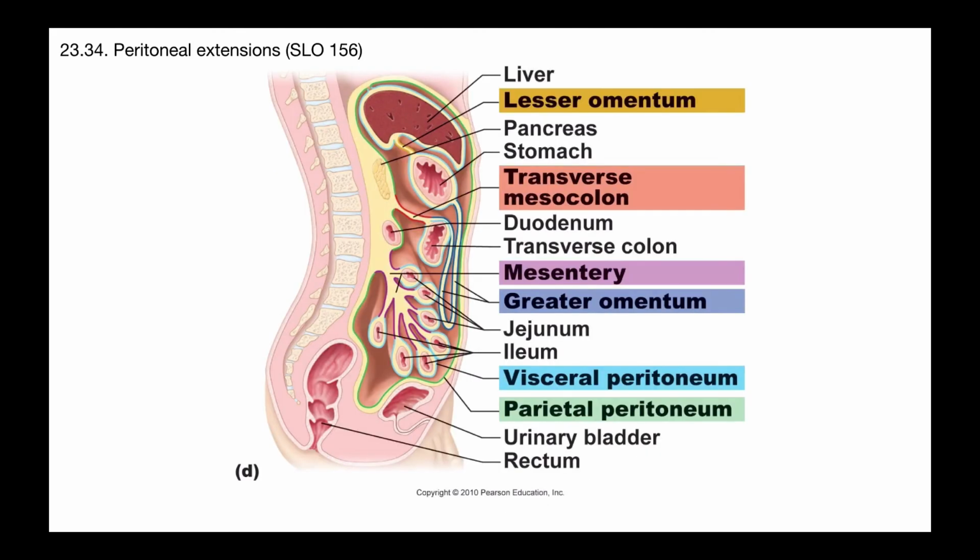There are a number of different peritoneal extensions, but if you look at it, most of these are different dorsal ones. If we work our way down, the lesser omentum is between the liver and the stomach, and posterior to that is where the pancreas lives. The mesocolon is what holds the large intestine in place. The mesentery is what holds the small intestines in place.